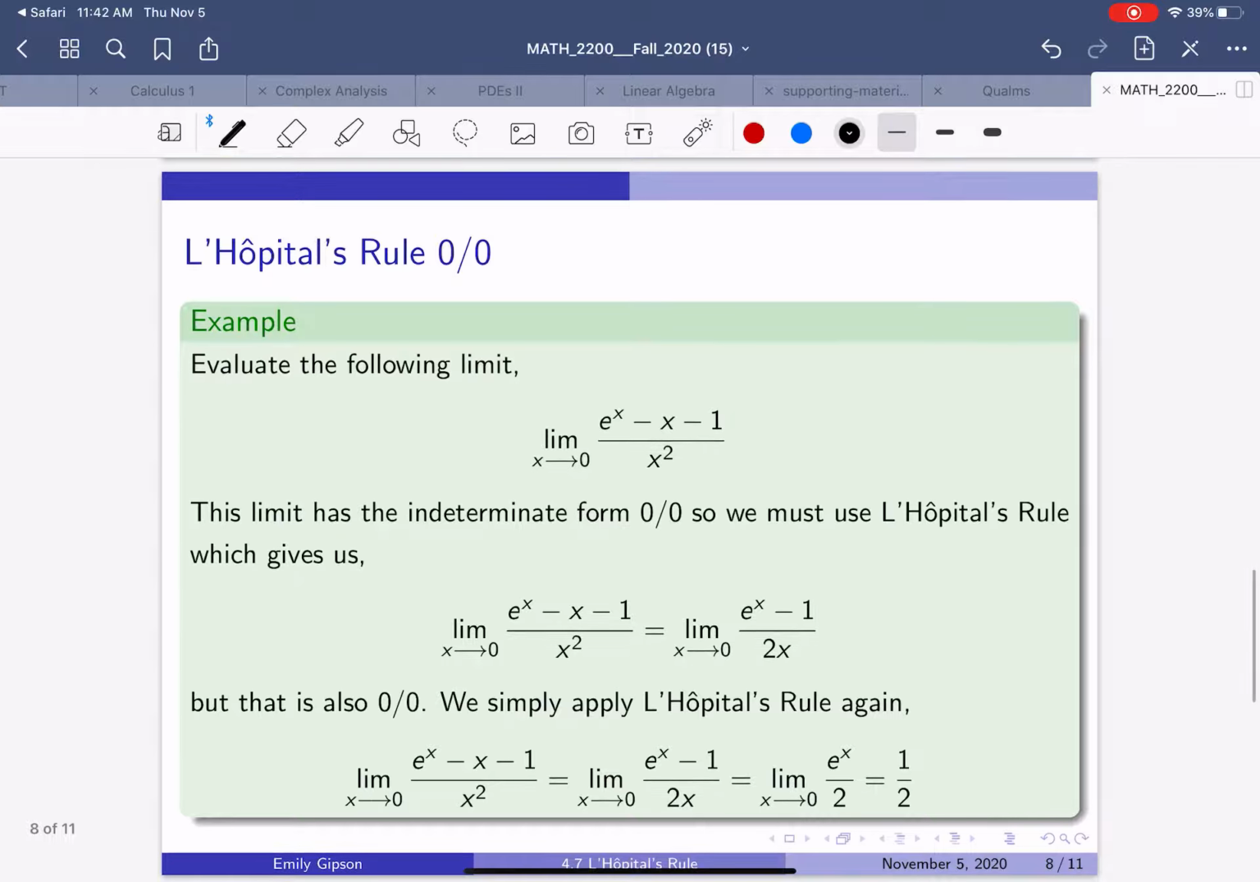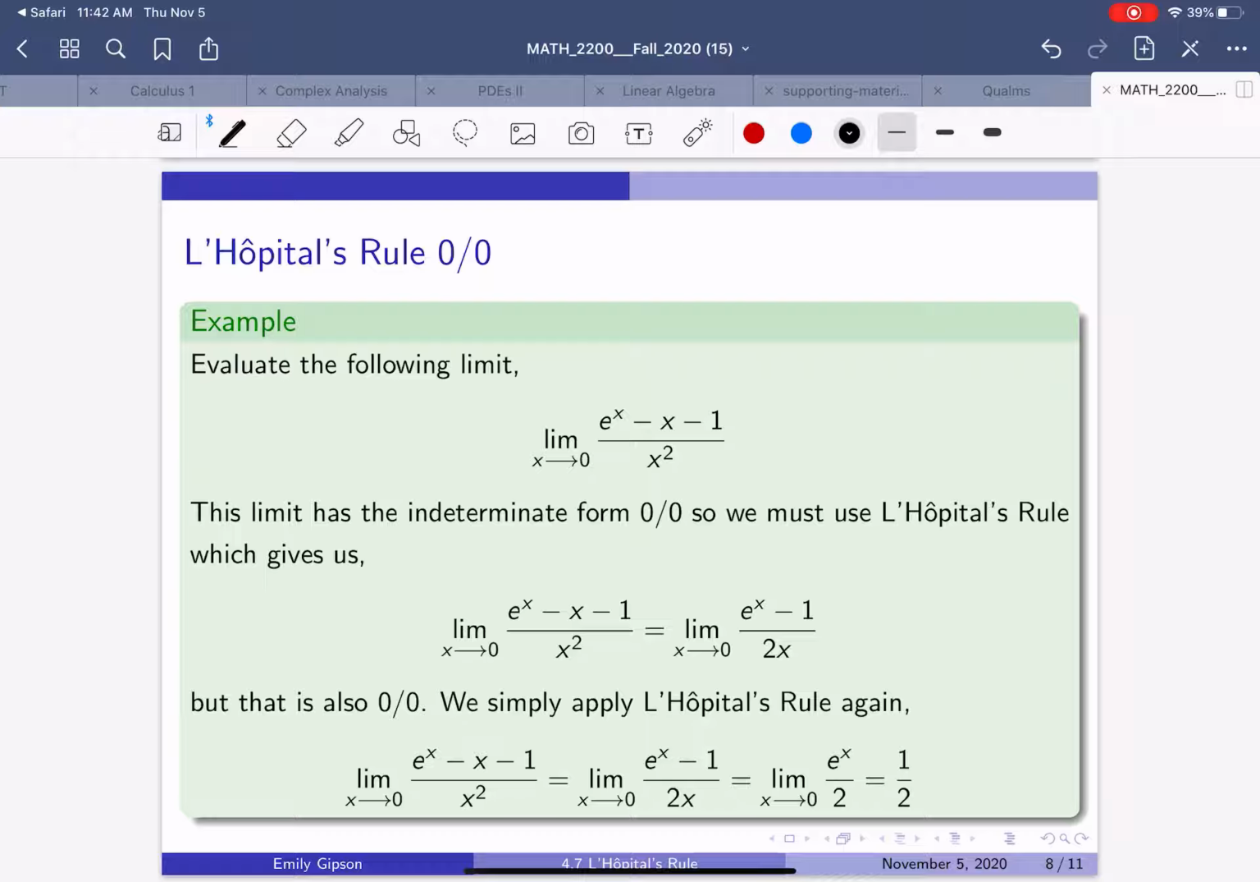Now, let's talk about another example. This one is evaluate the following limit, the limit as x approaches 0 of e to the x minus 1 over x squared. The limit has the indeterminate form 0 over 0, so we must use L'Hopital's rule, which gives us the limit as x approaches 0 of e to the x minus 1 over 2x.